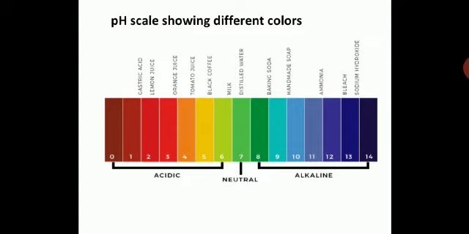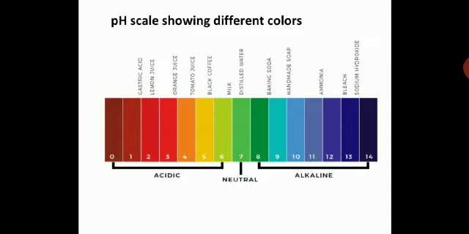to 14. And here you can see the middle value, neutral, that is 7, where distilled water is mentioned over it, distilled water neutral. And as you go towards the acidic side, 6, that is milk. Then you go to 5, yellowish orange color, that is black coffee. Then you get a deep orange color, that is tomato juice. That is number 4. Number 3, that is orange juice. And number 2, here you get lemon juice. And number 1, you have gastric acid.